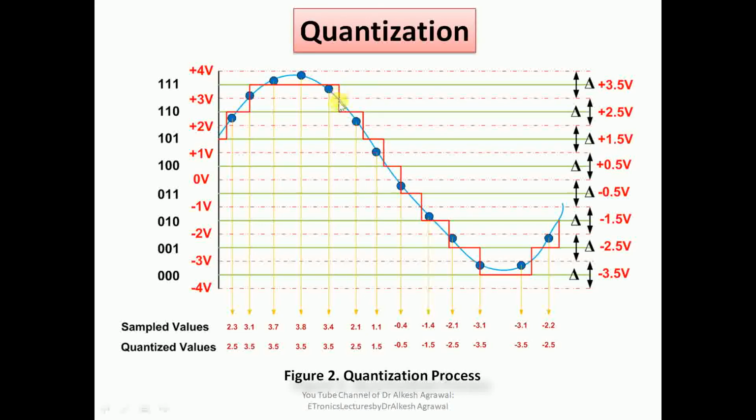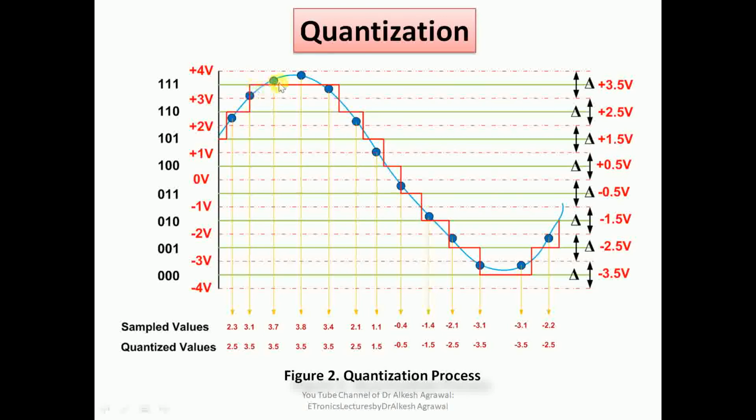Now here you see, as the signal crosses the step and enters the step from plus 3 volt to plus 2 volt, the quantization level is now fixed to plus 2.5 volt. Then again, when the signal crosses the step, the quantized level is fixed to 1.5 volt. Again, it is fixed to plus 0.5 volt, then fixed to minus 0.5 volt, and so on. So you can see this graph, which is depicted by this red line, is the quantized level.